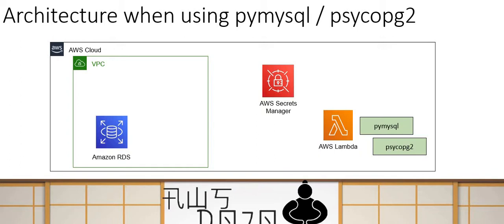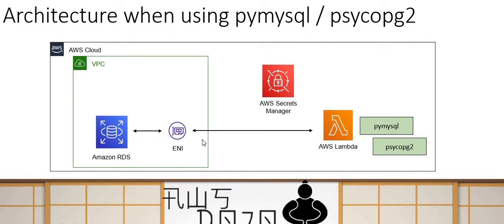Then your Lambda function has to be a VPC enabled Lambda function. So your Lambda function will be associated with the VPC where your RDS database instance is running, and by doing so it will have an ENI in the same VPC as your RDS, and that way your Lambda function can talk to RDS using this ENI.